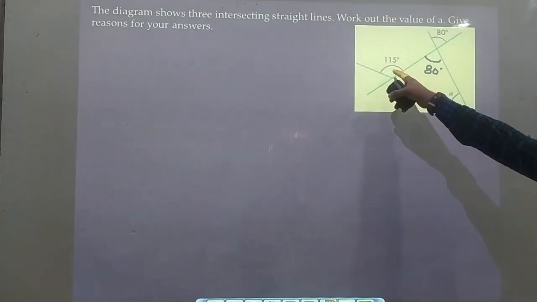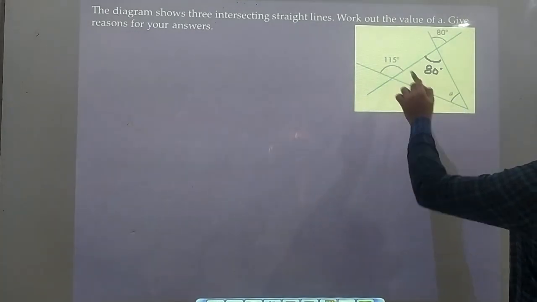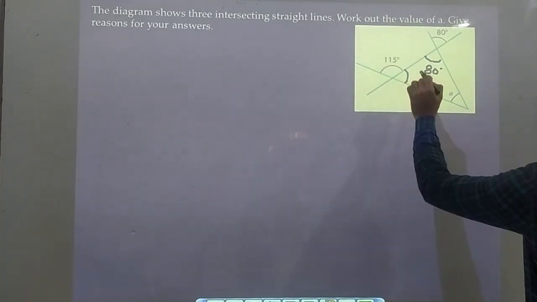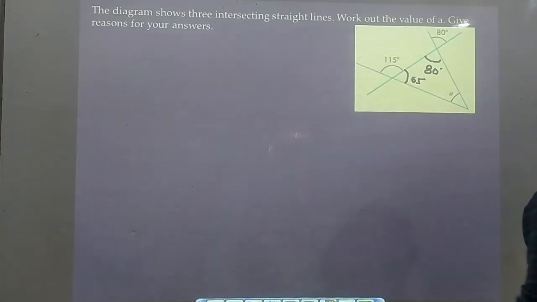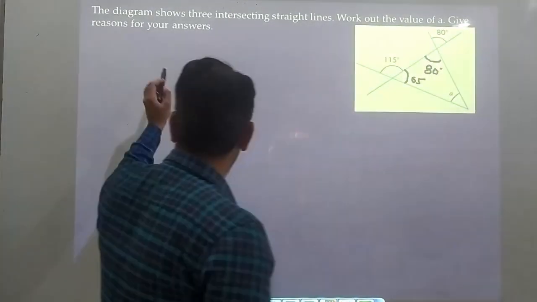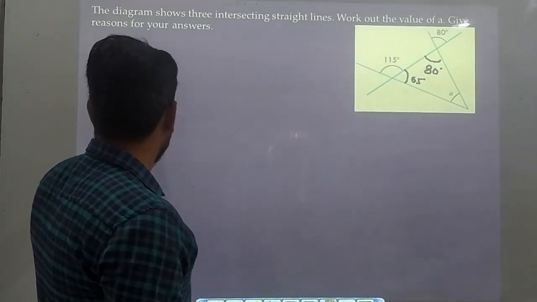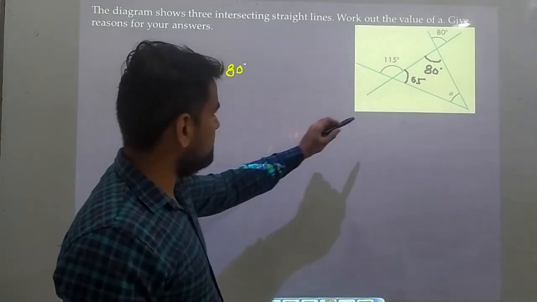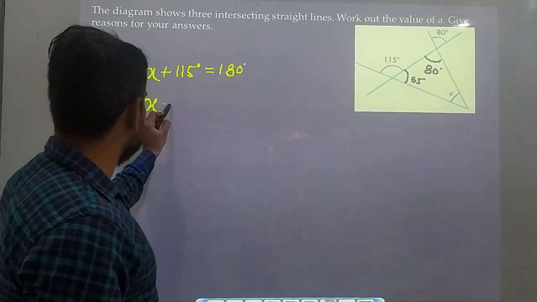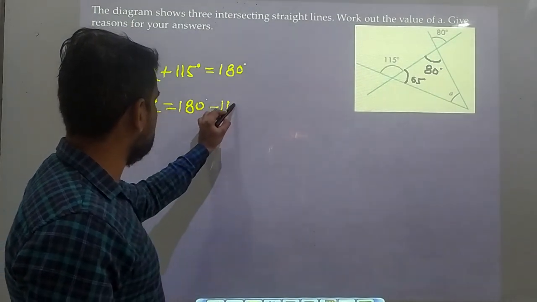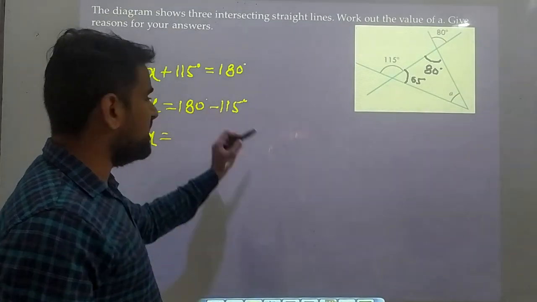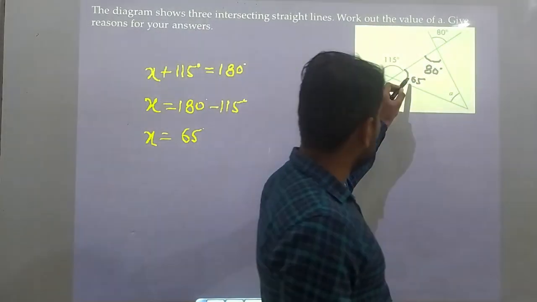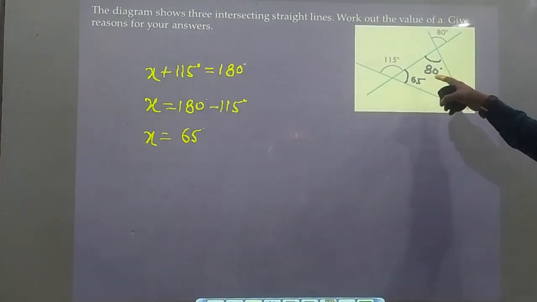And the rest of this question, 115 degrees, right? So next to the 115 degrees, this one should be 65 degrees, right? Because if I say this angle is x, then x plus 115 degrees should be equal to 180 degrees. So x is equal to 180 degrees minus 115 degrees. 180 minus 110 is 70, 70 minus 5 is 65 degrees. So this angle should be 65 degrees. If this is 80, this is 65.